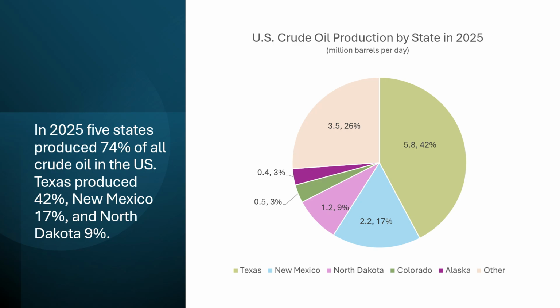I continue by discussing US crude oil and petroleum market. In 2025, 5 states produced 74% of all crude oil in the United States. Texas produced 42%, followed by New Mexico with 17%, and North Dakota with 9%. Colorado and Alaska each produced about 3%.